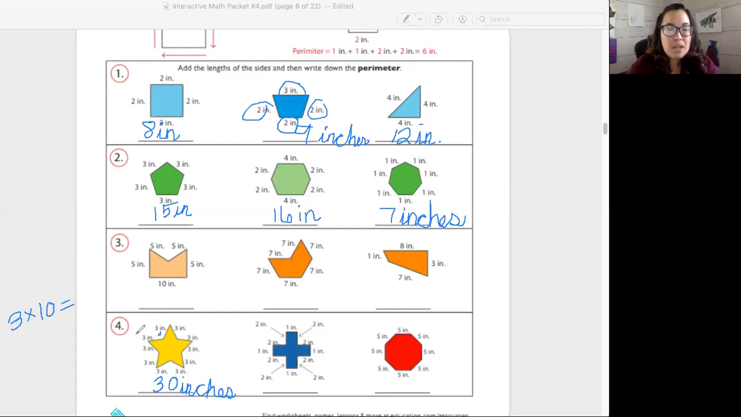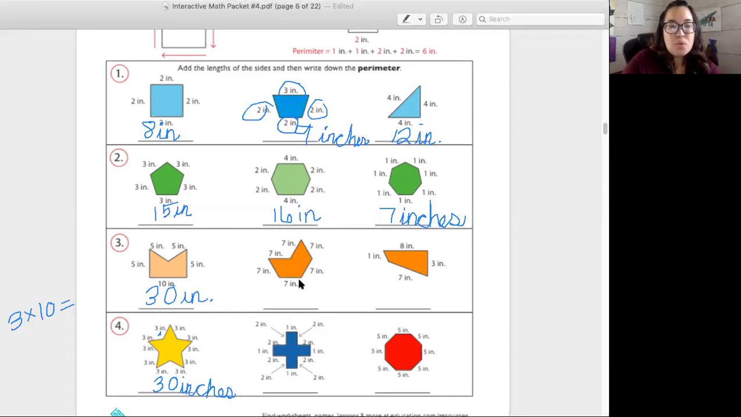All right, great job. Let's go over this together. So I have, counting by 5s, 5, 10, 15, 20. I have 20 inches in 5s. I have 10 more inches, so my answer is going to be 30 again. Right, 30 inches. Great job. All right, let's do the next one.